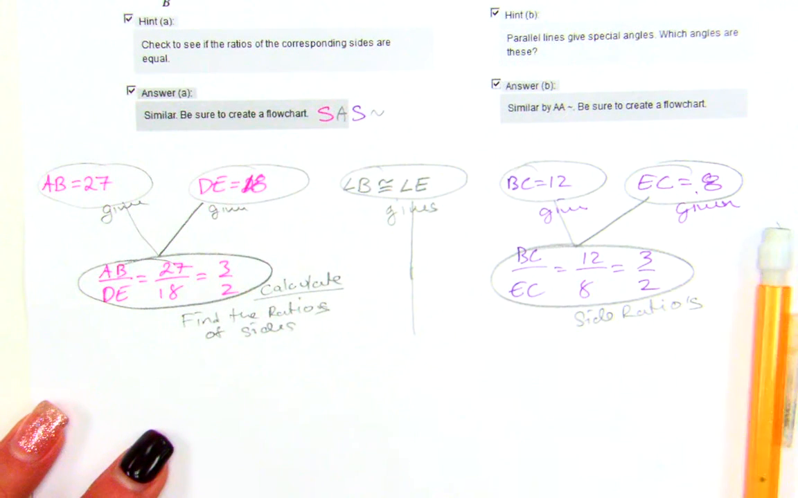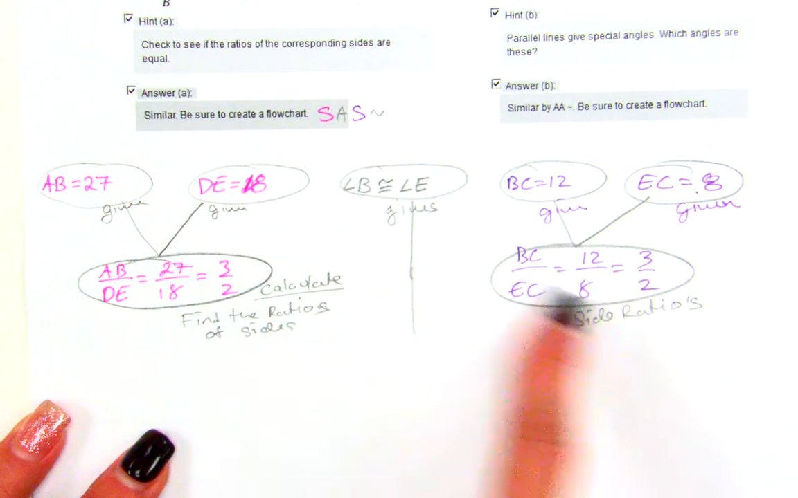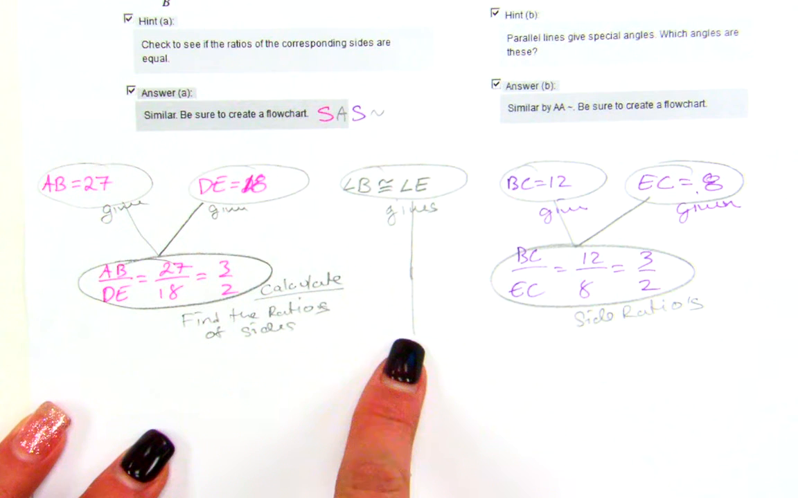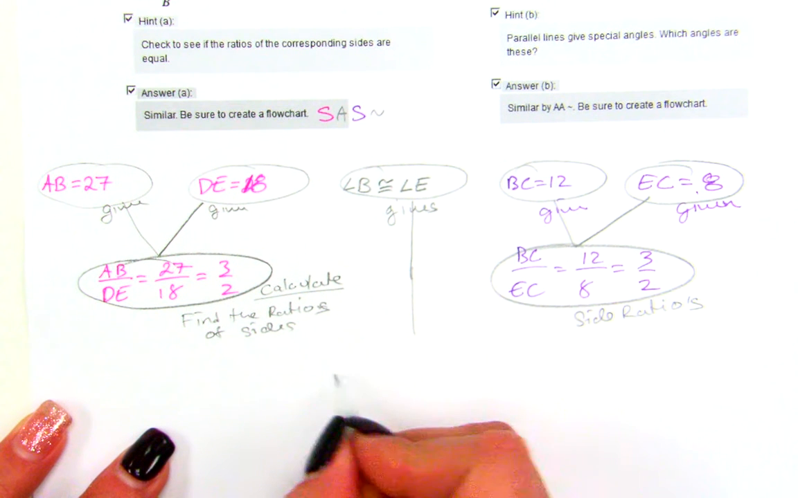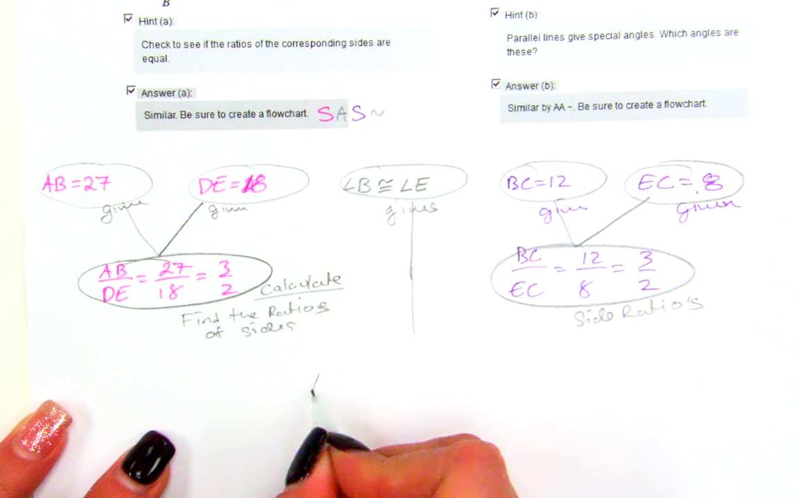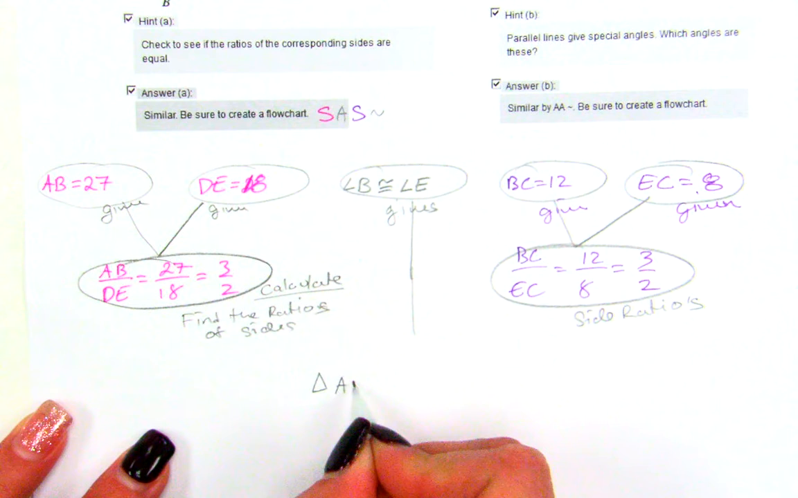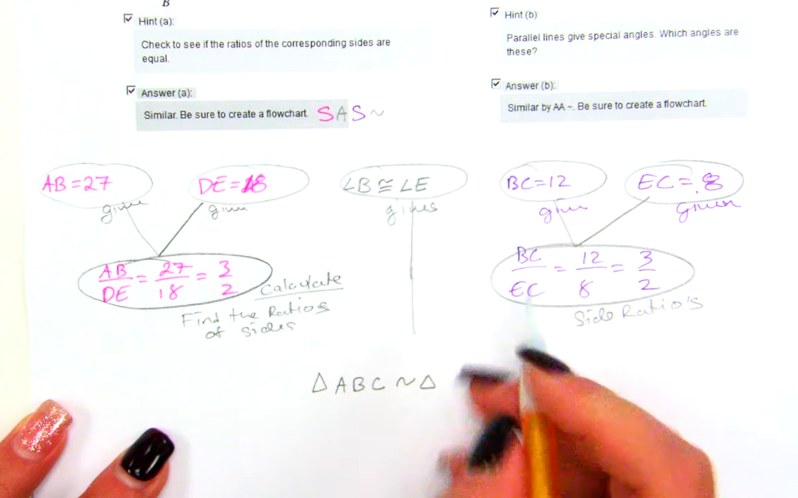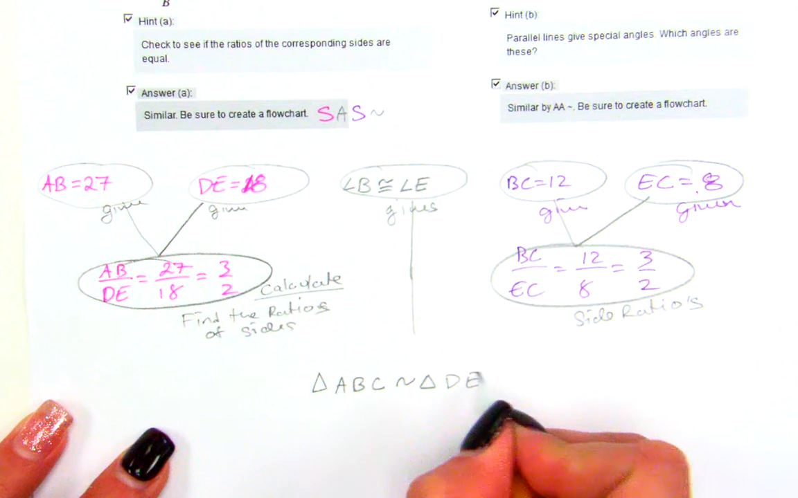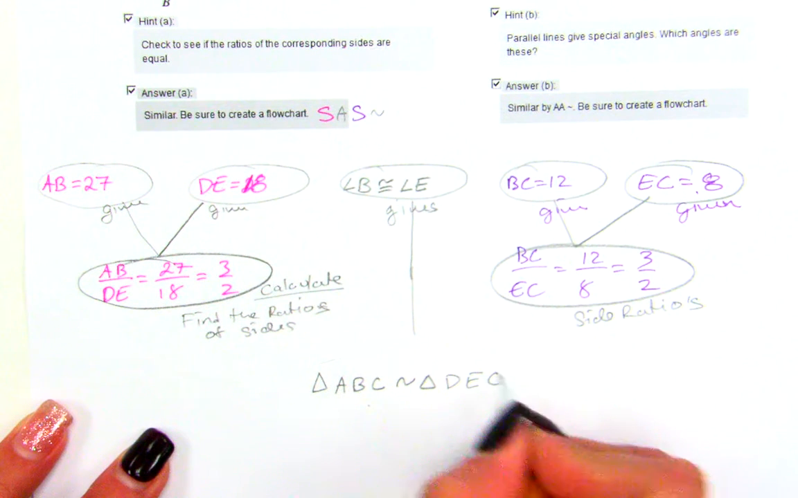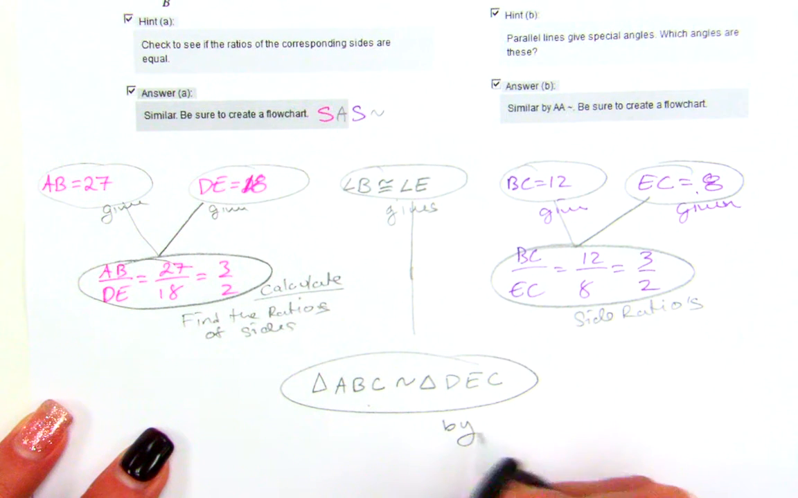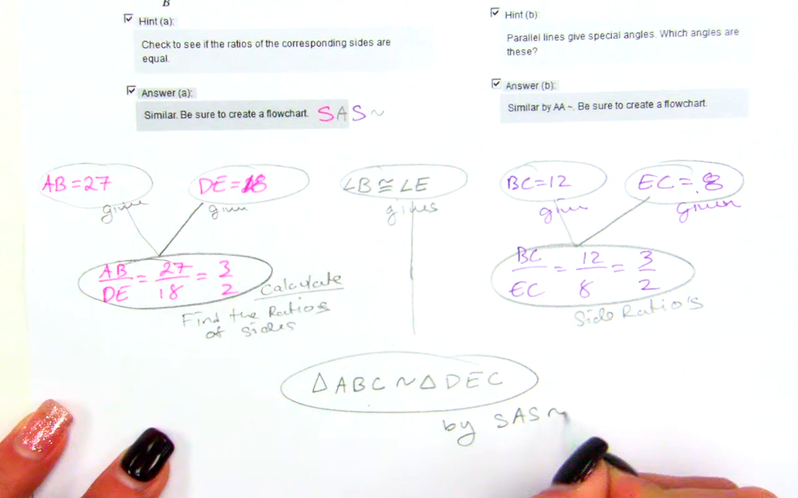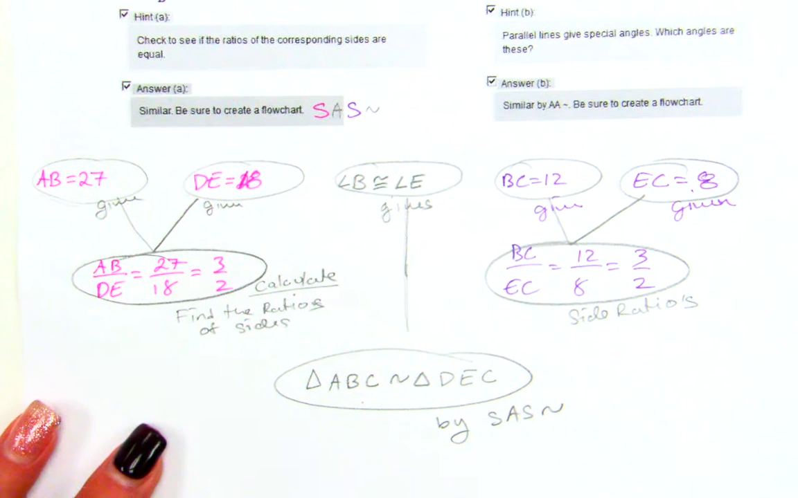All right, so from here we have, oh look, this is the same. Oh look, this is the same. So now we know that, going in order, triangle ABC is similar to triangle DEC. And then this is by side angle side similarity. There's the flow chart.